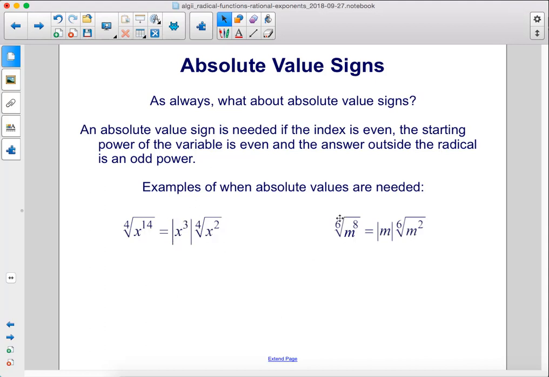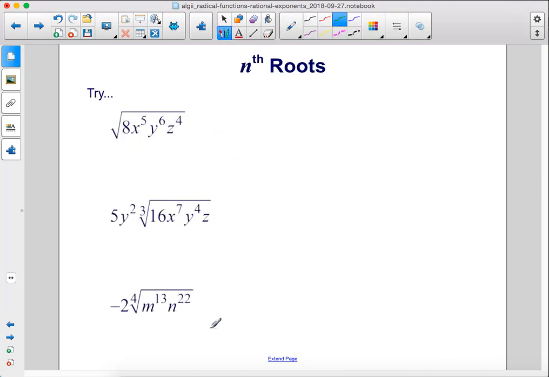Here we have an even index and an even exponent, 6 and 8. And when we finish the problem, we have m to the 1st power. 1 is odd, so we do also need absolute value signs here. Let's try a few examples.